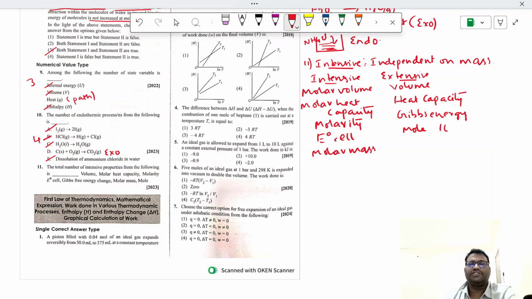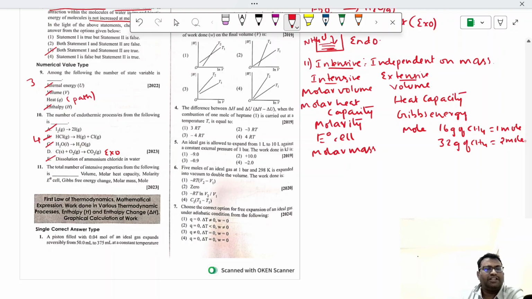For example, 16 grams of methane is equal to 1 mole. If mass changes, like 32 grams of methane, that is 2 moles, right? So when the mass is changing, the number of moles is also changing. So mole comes under extensive property.